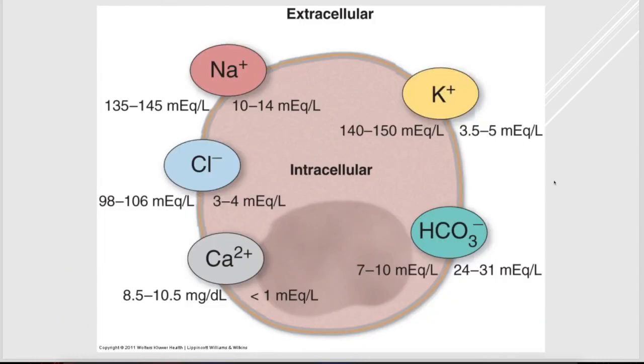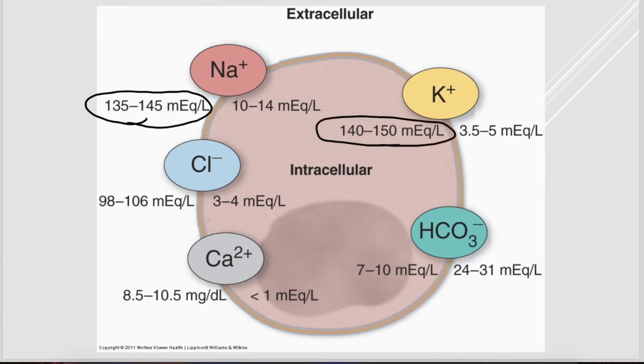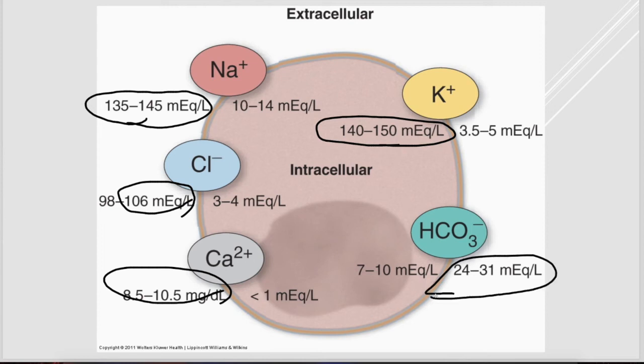So this is just showing where these major ions are located. So sodium, of course, high concentration outside the cell. Potassium, high concentration inside the cell. Chloride, high concentration outside. Calcium, high concentration outside. Bicarb, high concentration outside. So you can see how some of these are organized.